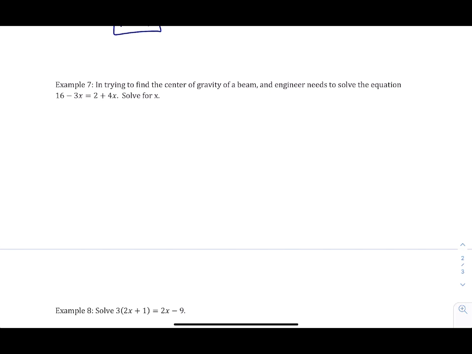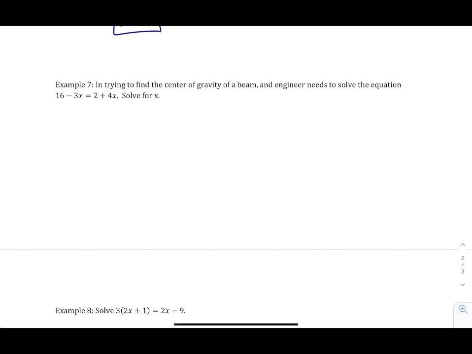Now in number 7, this is an example where if an engineer was trying to find the center of gravity for a beam, they would have to solve for x for an equation like this. So no fractions, no grouping symbols, and no combining of like terms yet. So we can focus on solving this equation for x. Now you have a choice here. Some people like to always bring the x's to the left, and some people like to move the variables around so that the variable stays positive. You can do whichever one you prefer.